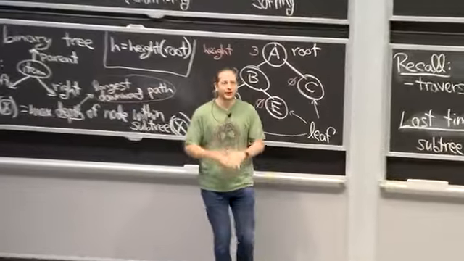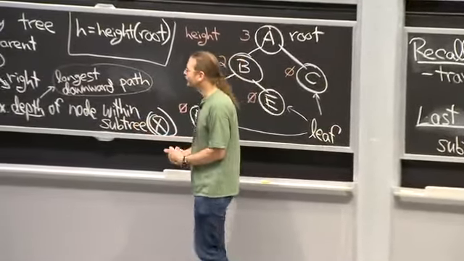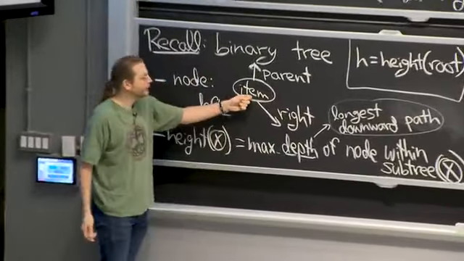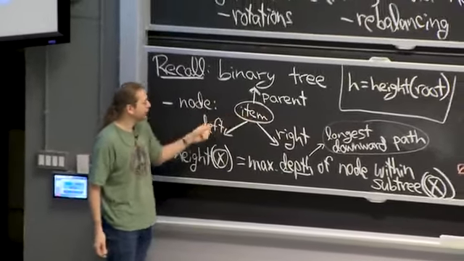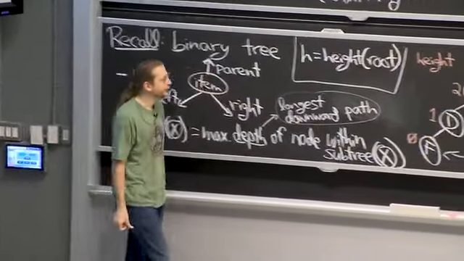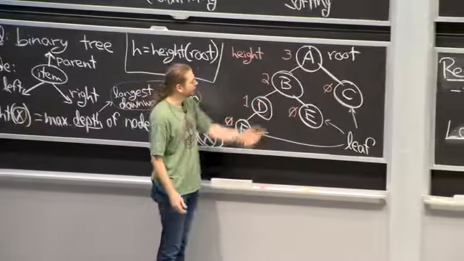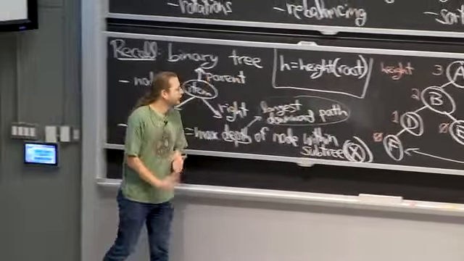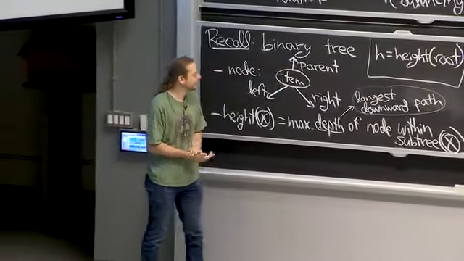Last time we talked about binary trees in general. Each node stored an item, and also a left pointer and a right pointer to other nodes, and a parent pointer to another node. This was an example of a tree. B and C are A's children. A is the parent of B and C, and also the root of the entire tree.